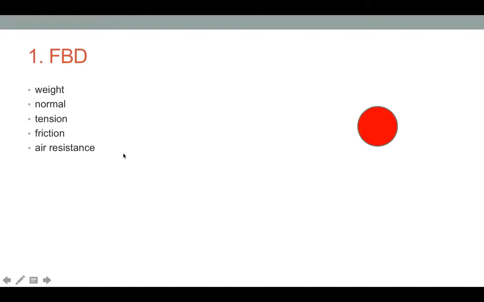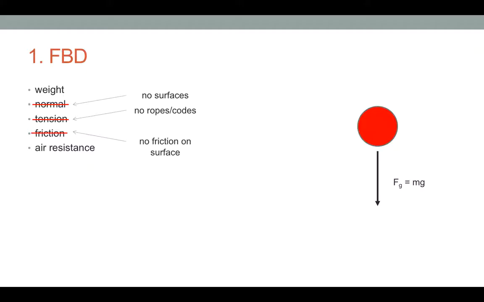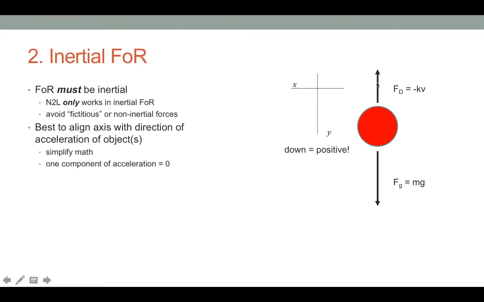First we have to draw a free body diagram. In this case, we have no normal forces because the ball is in the air. We have no surfaces it's in contact with. Again, no tensional forces and no friction. The only forces we have are air resistance and gravity. Gravity is pulling down and air resistance is opposing that by pushing up.